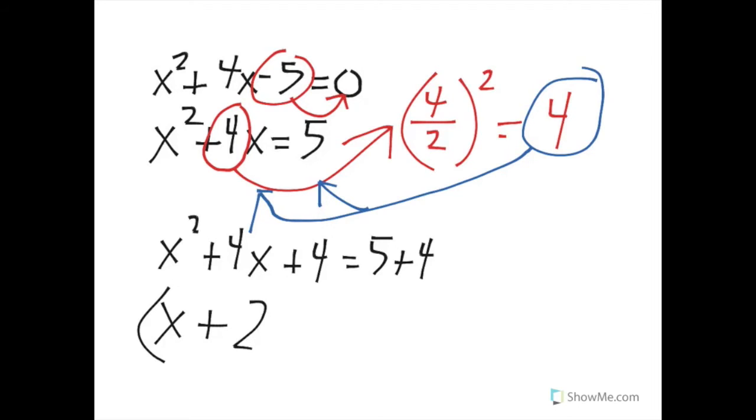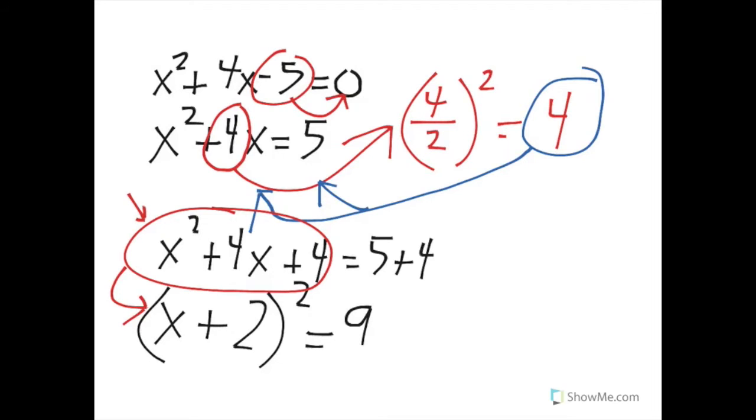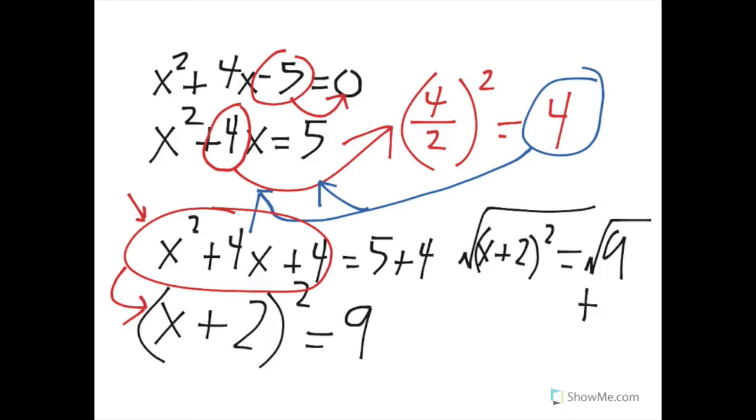X plus 2 squared, remember, this factors to a square. Always remember that. Whenever you complete the square, this one right here will factor to a square, okay? Then we add the other side up, and we get 9. Oh, look at that. It's amazing. We can take the square root of both sides, and we get plus or minus 3 on the right, and on the left we get x plus 2.